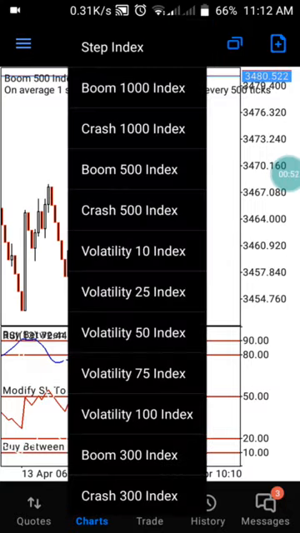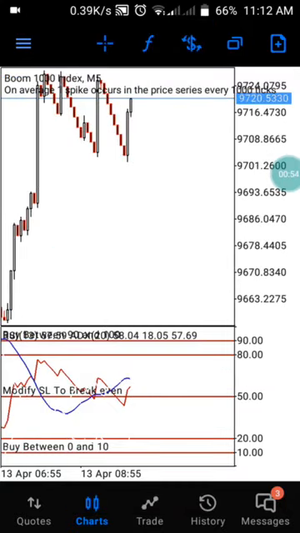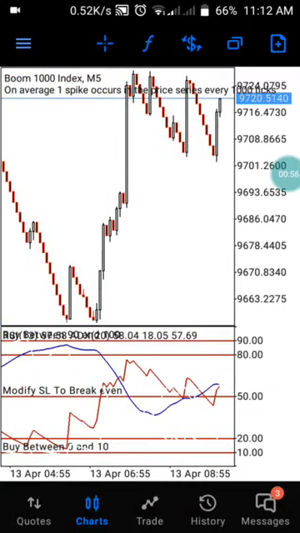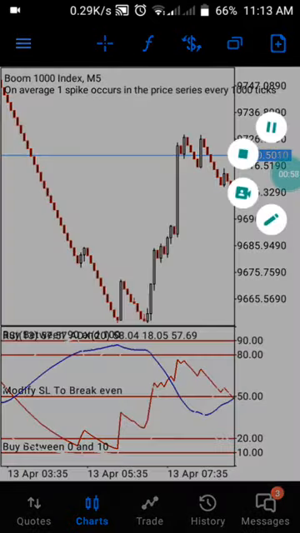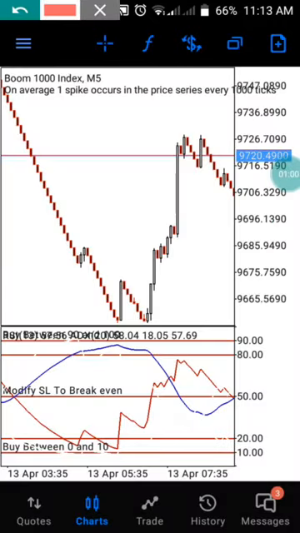Let me show you Boom 1000. You see, we have two indicators here. The first is our RSI, which is the red line here, and we have our average directional movement index, which is the blue line. Anytime we have our blue line crossing above the 80 to 90 level, and our red line crossing below the 20 to 10 level, then that is the right time for you to enter the market.